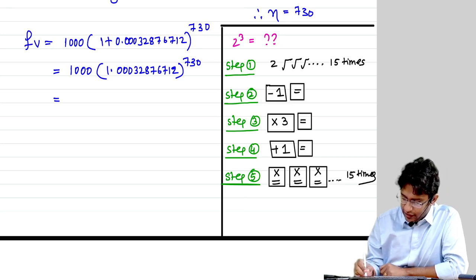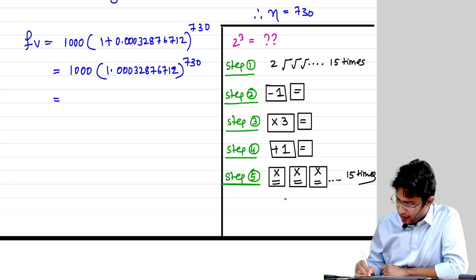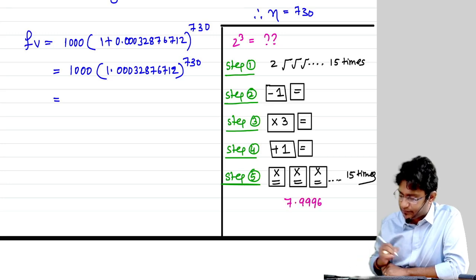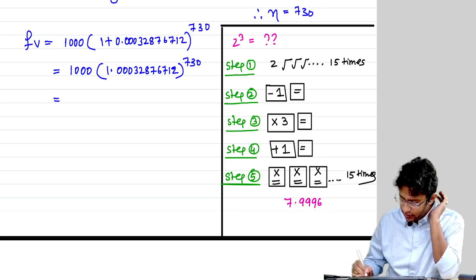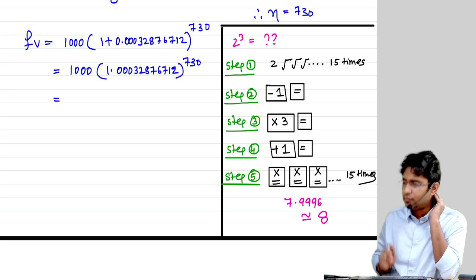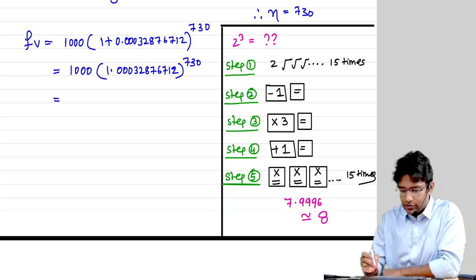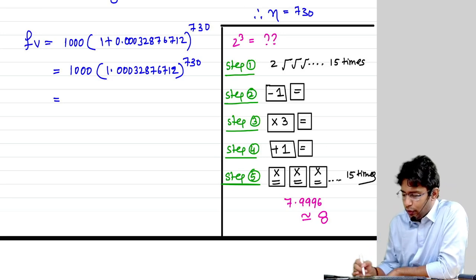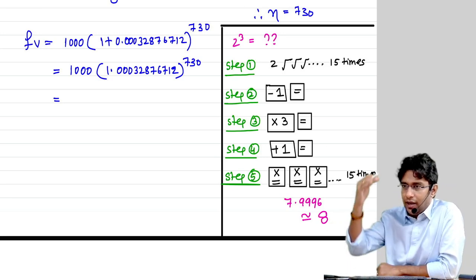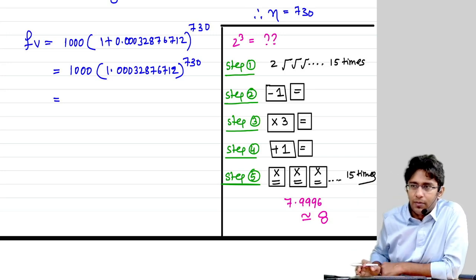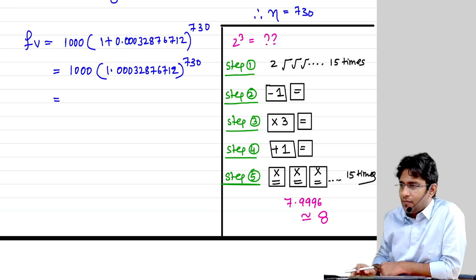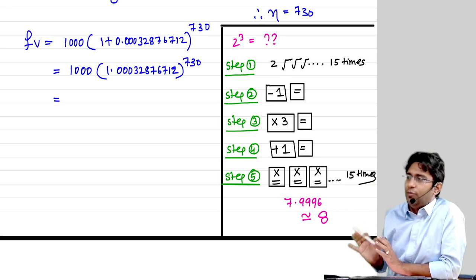After doing it for 15 times, you should be having your answer as 7.9996. Some number you will get. Isn't this 8 only? What's the moral of the story? 2 cube we can work it out as 8 even under this model also. Sir, but it is not perfectly 8, no sir. Perfectly 8 will not come. But almost 8 will come.